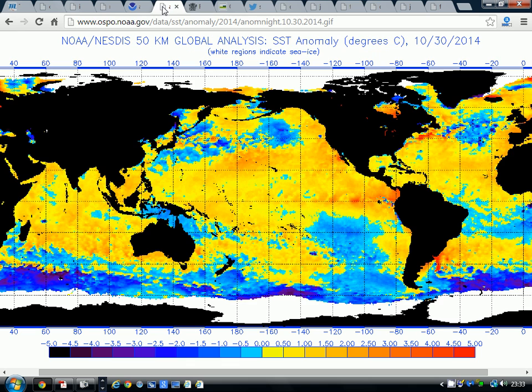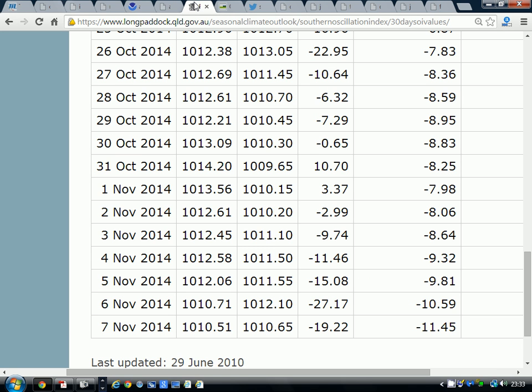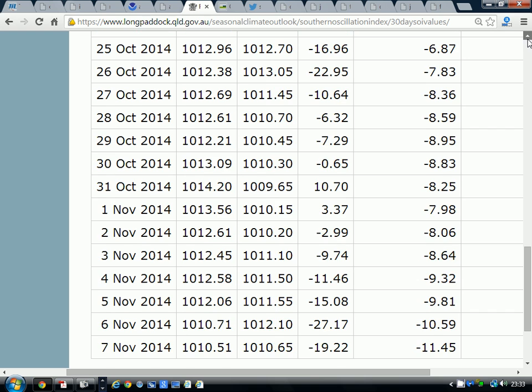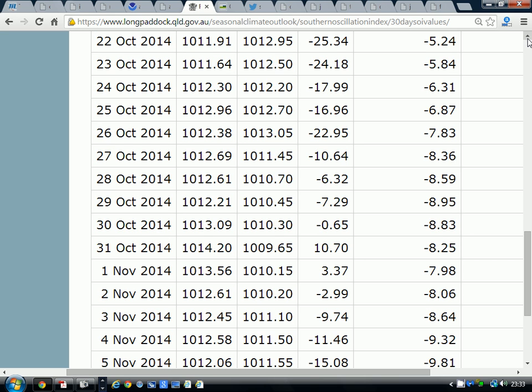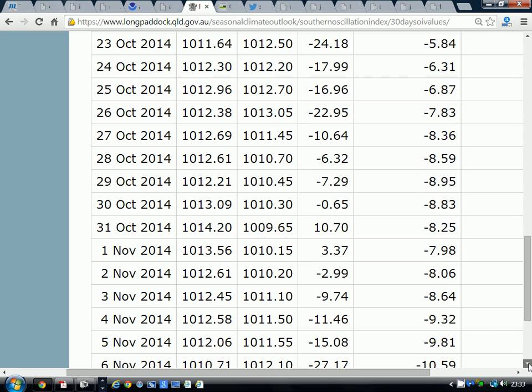and it doesn't mean it isn't having an effect. If we have a look at the SOI, the Southern Oscillation Index, which is a reflection of pressure between Darwin and Tahiti, we can see that we are going very negative again, with that crashing. So earlier, during the last stage of October, we had a big plunge in the SOI. There we go, the 22nd of October we went down to -25, the 24th of October we went down to -24, and so on.